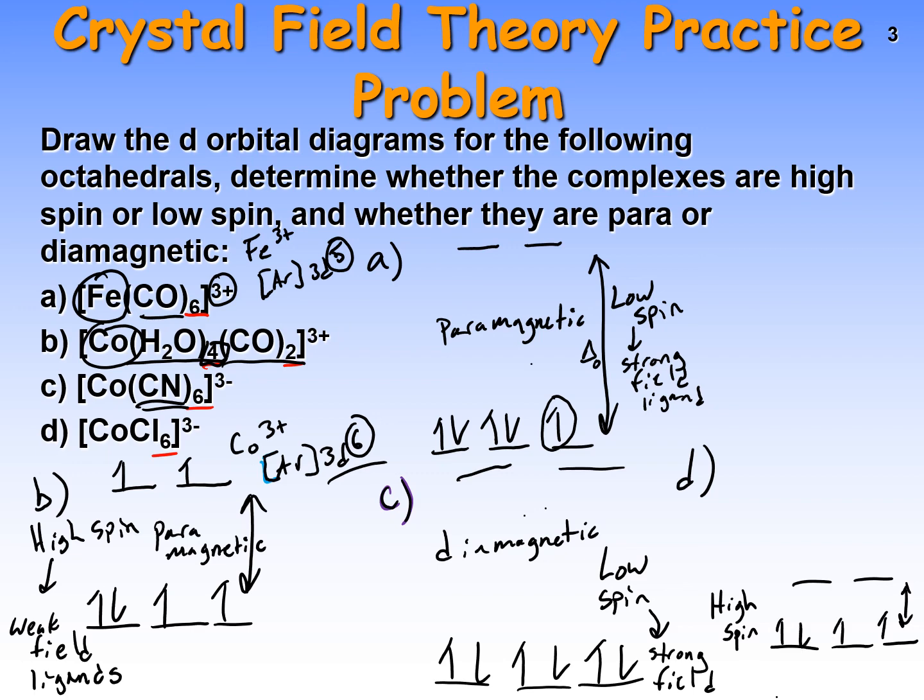Oops. The 4th one shouldn't be there. It should be up top. 4, 5, 6, and this is definitely paramagnetic. And again, high spin due to very weak field ligand.